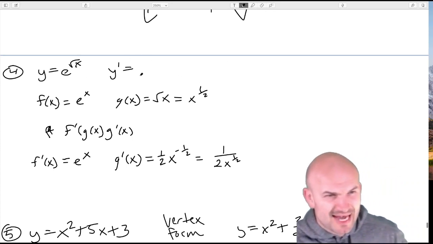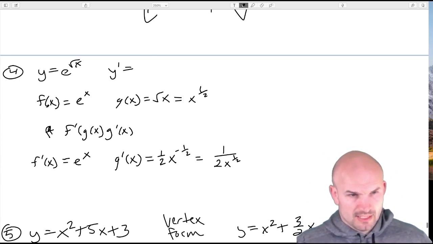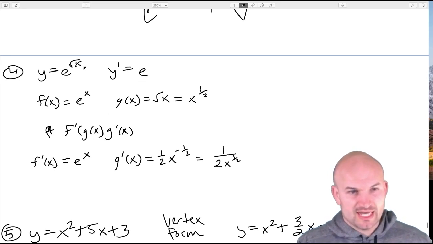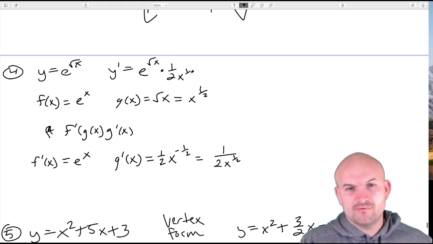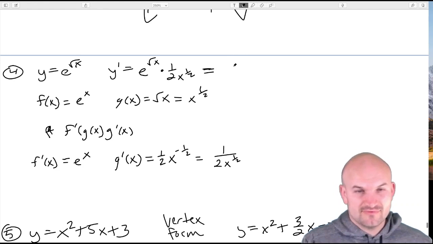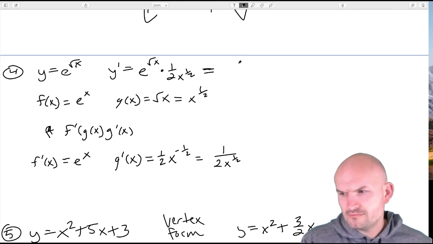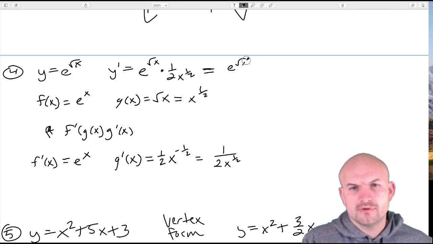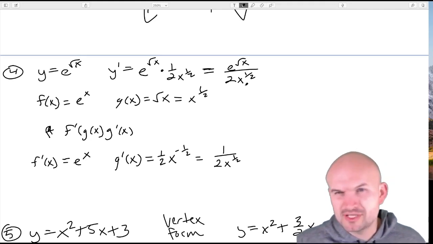That is going to be my f prime of x, which is going to be e to the square root of x, times 1/2 x to the 1/2 power. So therefore, that's going to equal e to the square root of x over 2 times x to the 1/2. And then again, you could write that as the square root of x if you want to, or you could leave it as a rational power.